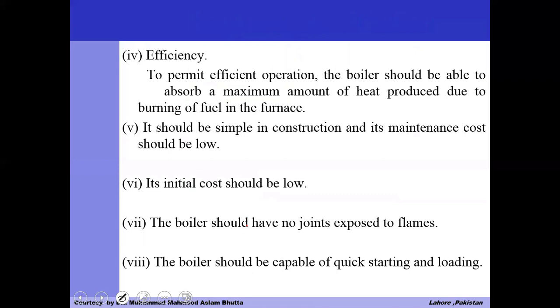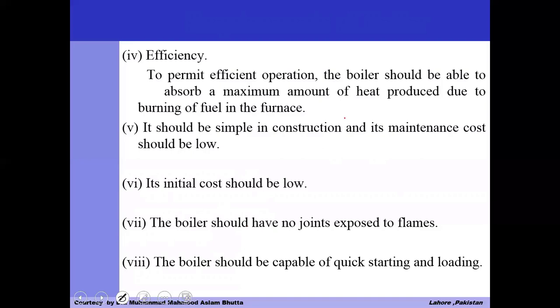Next one is the efficiency. If we look at any component, the most important parameter to judge is the efficiency. So how can we judge the efficiency of the boiler? The efficiency of the boiler is how much water is converted into steam by absorbing a minimum amount of heat, or the boiler should be able to absorb a maximum amount of the heat produced due to the burning of fuel in the furnace.